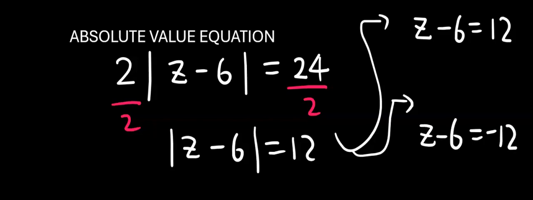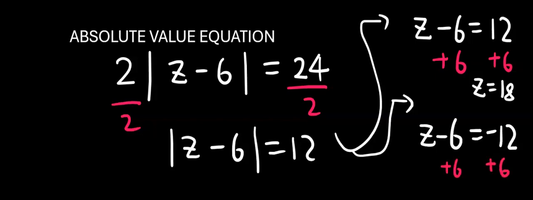And then let us add 6 to each side. The first one we have 18, and let's add 6 to each side. The next one we have -6.